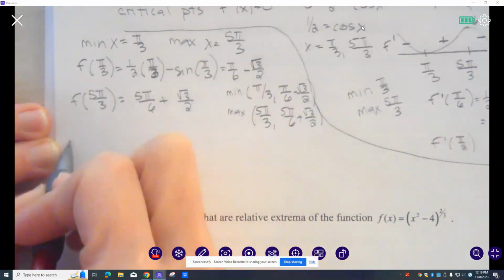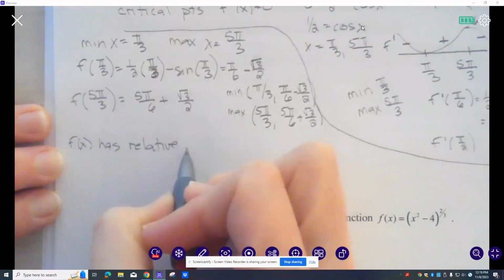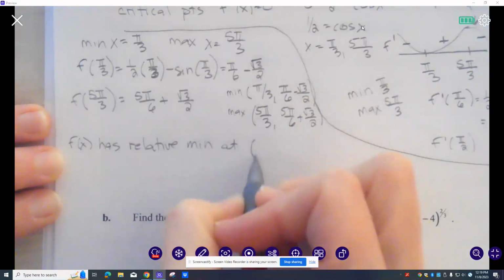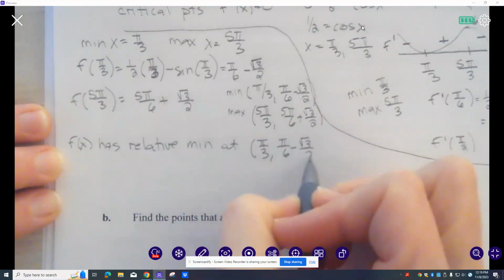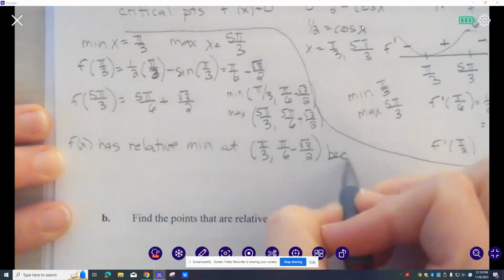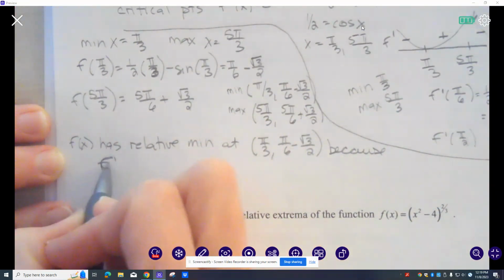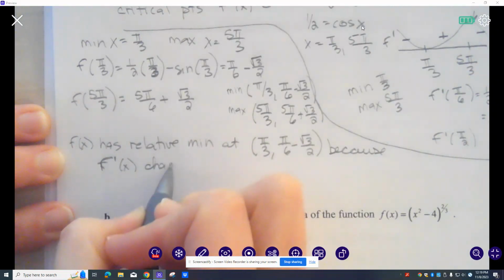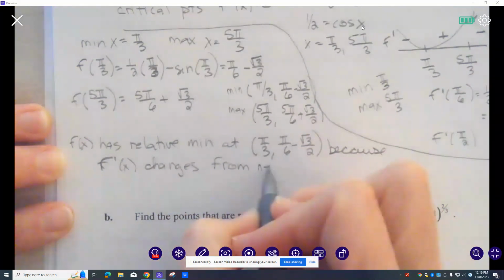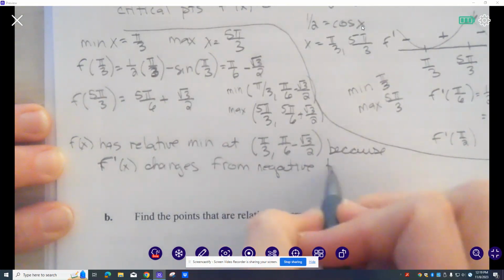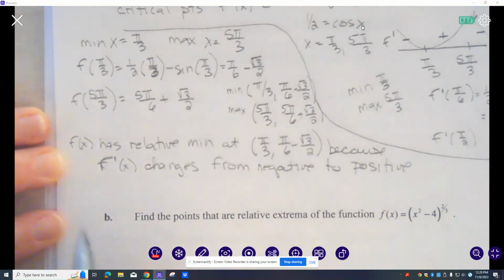Okay, so f of x has a relative min at the coordinate point pi over 3, comma pi over 6 minus square root of 3 over 2, because f prime of x changes from negative to positive. This is your justification. This is how you would justify on an FRQ also.